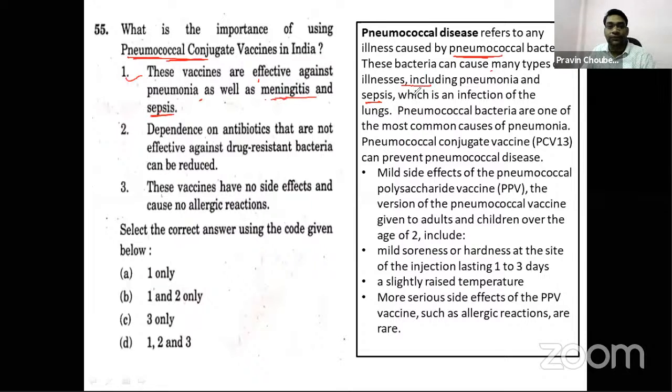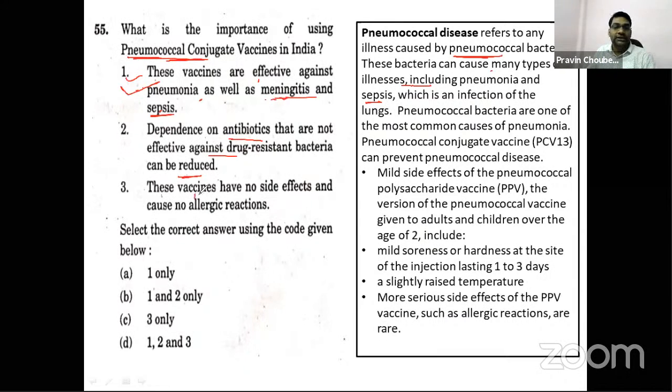This statement shows that pneumococcal disease is a type of illness caused by pneumococcal bacteria, which includes pneumonia and sepsis. So obviously this type of vaccine will provide immunity from such diseases. So statement 1 will be correct. The second statement: dependence on antibiotics that are not effective against drug resistant bacteria can be reduced.